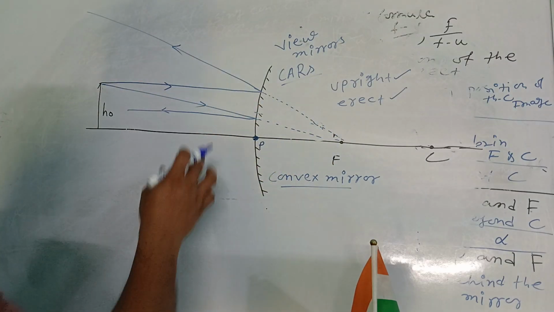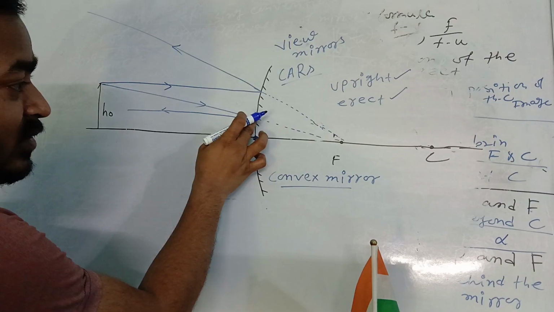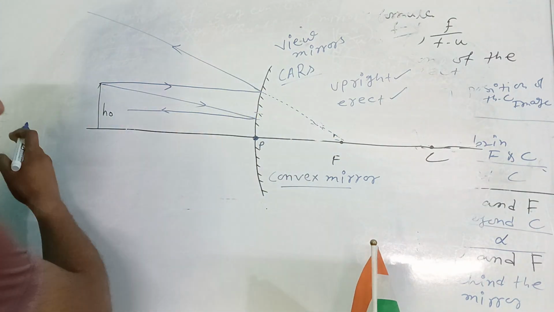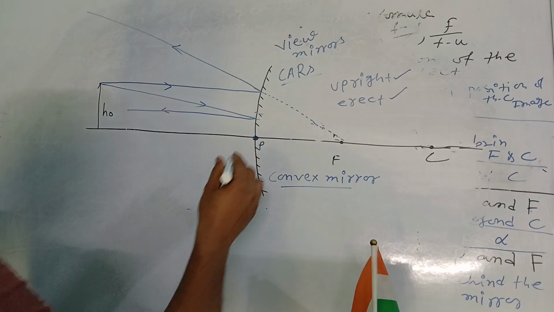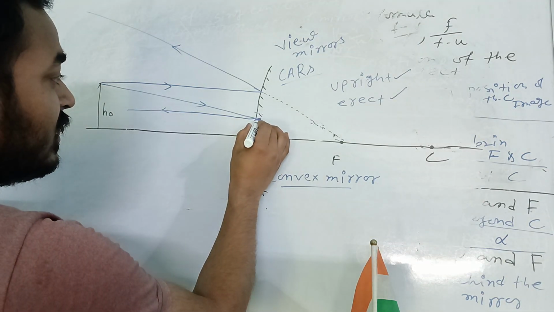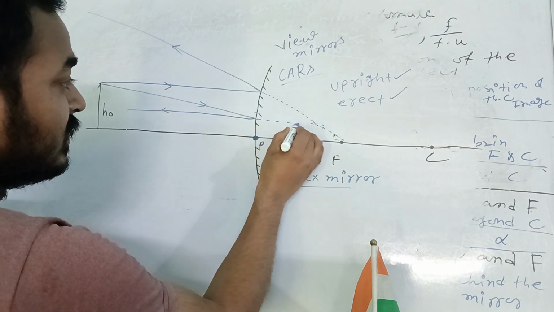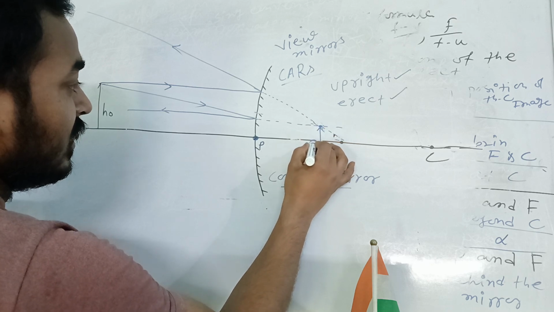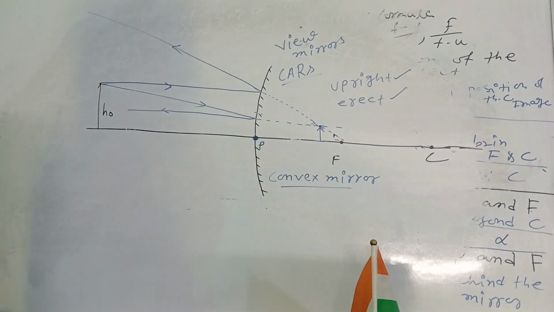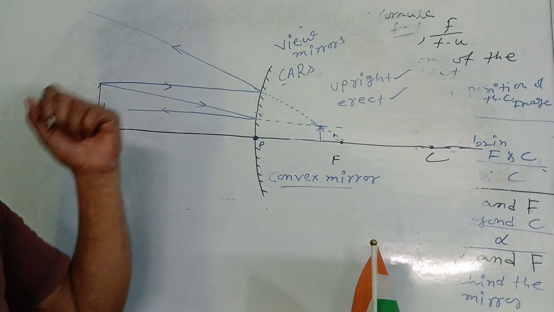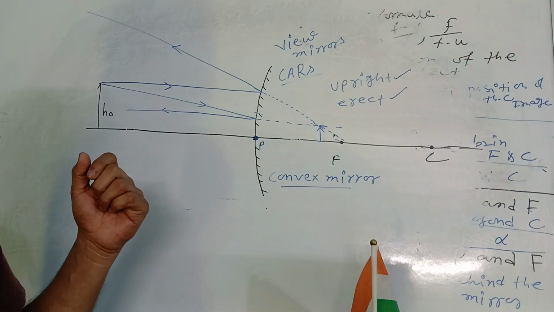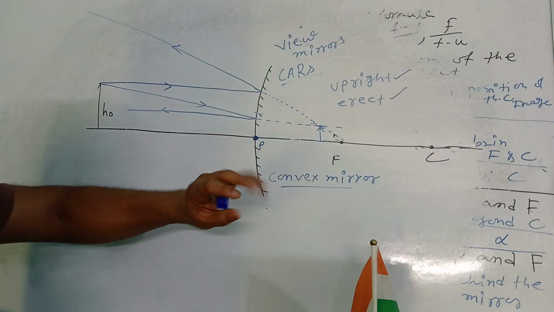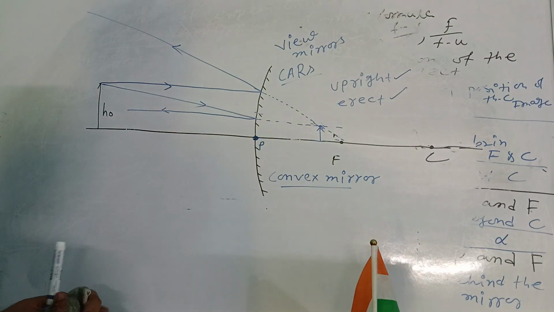That is the incident ray, moving towards the focus. So after the reflection, it must be parallel to the principal axis. Now let me extend the reflected ray. You can see at this point again I am getting one small sized image and it is virtual. This is step 2. You can see, correct? Now I am showing the third step.